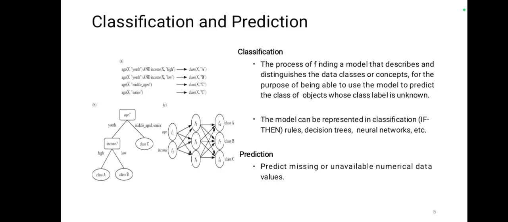Another example was also given. Whenever the age of a person, say X, belongs to the category youth, and the income of the person X is high, then he belongs to class A. So the class of the person X belongs to class A. Here we are giving three categories: class A, class B, class C. I have only two attributes of the customer X, age and income. This is how you can classify the data based on the attributes.